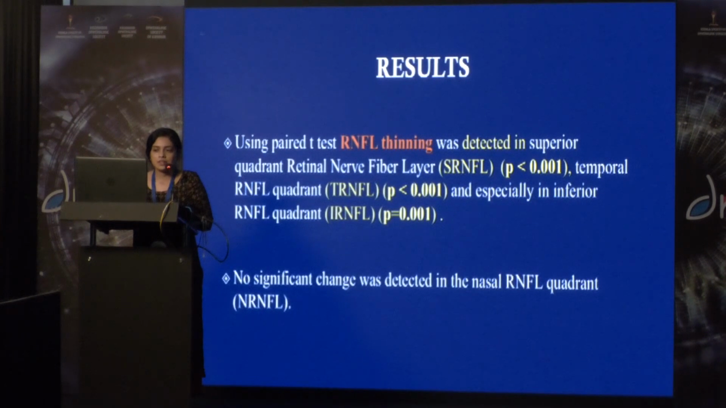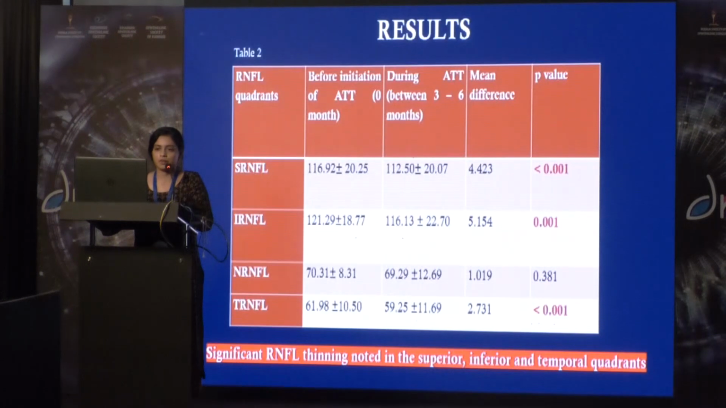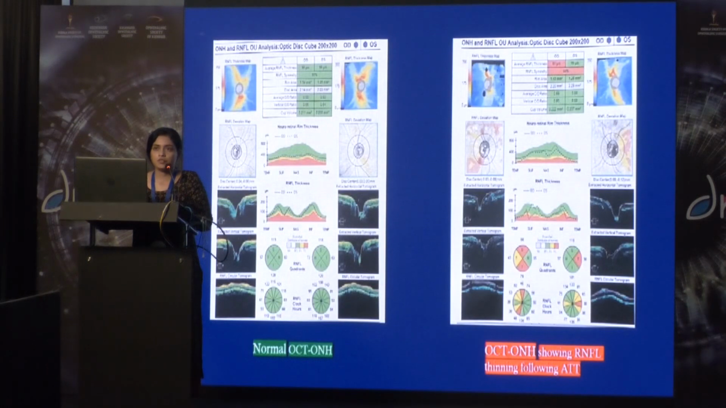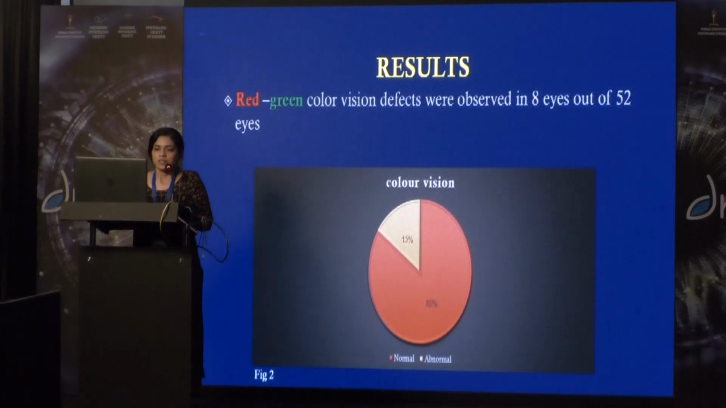Using paired t-test, significant RNFL thinning was detected in superior, inferior and temporal quadrants. No significant change was detected in the nasal quadrant. So this is a graph plotting the RNFL thickness, in which we can clearly see the RNFL thickness has reduced during the treatment period. This is an OCT of a patient prior to initiation, and following initiation we can see thinning in different quadrants. Red-green color vision defects were also observed in 8 out of 52 eyes.